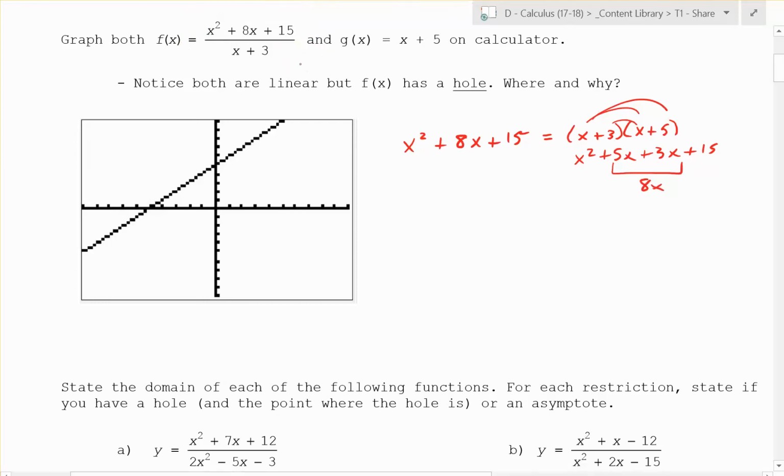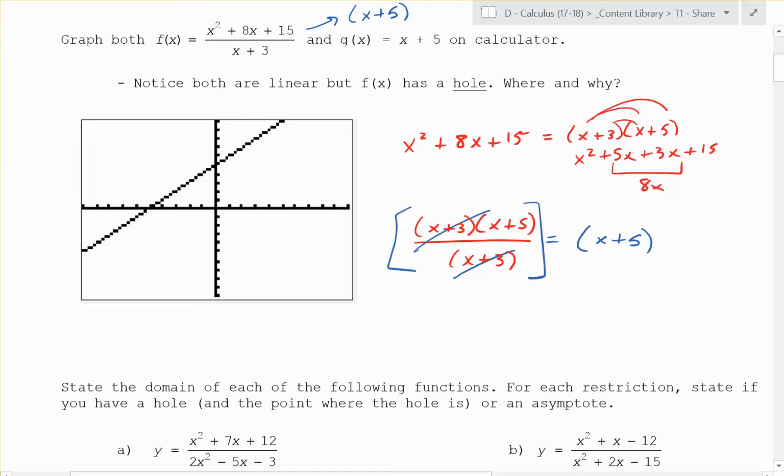So now you can rewrite this rational function. Remember, it's a rational function because it's a polynomial over a polynomial. You now know that that's x plus 3 times x plus 5 over x plus 3. Oh, and now what cancels? The x plus 3's, meaning this is equal to x plus 5. But the key element is that we canceled x plus 3. Without canceling the x plus 3, this is the original rational function up here.